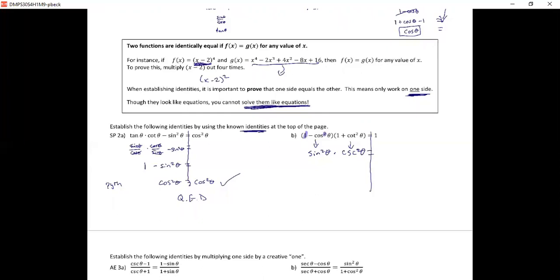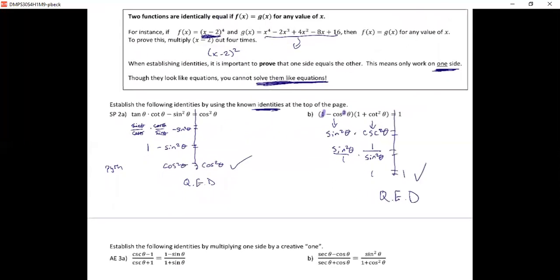And now, if I remember, the cosecant squared is really 1 over sine squared. Now I have sine squared of theta times 1 over sine squared of theta. And that's where I get my 1 equals 1. Check. QED. So, well, I could have FOILed these out right from the beginning.